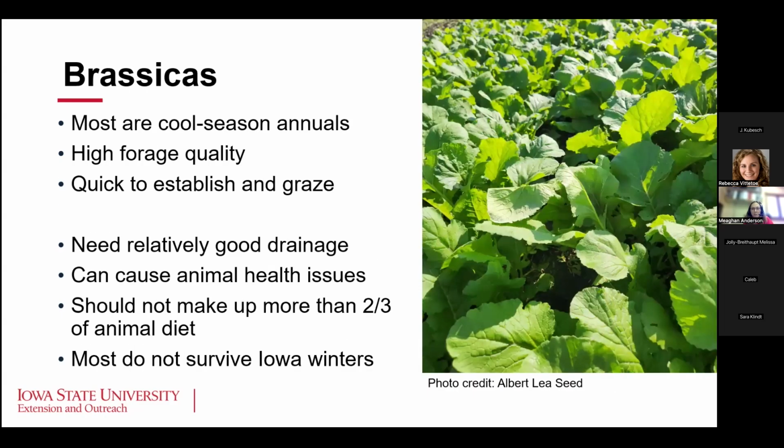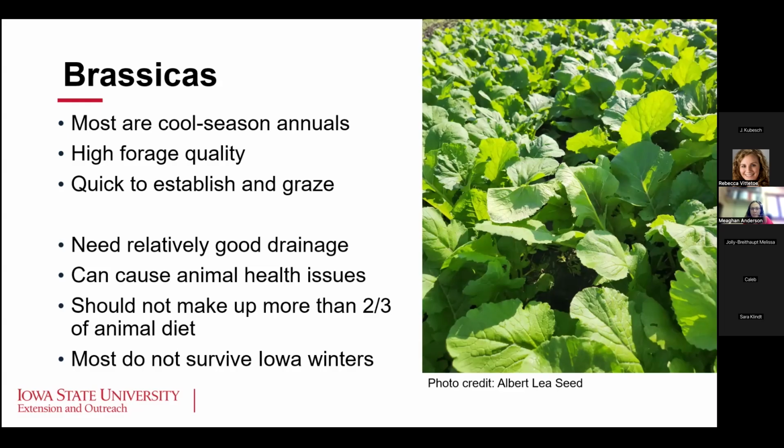On to just a couple of our non-legume forbs. So brassicas are one example, right? Most of these are going to be cool season annuals. They are going to have high forage quality. They're going to be quick to establish and graze. They need relatively good drainage typically.